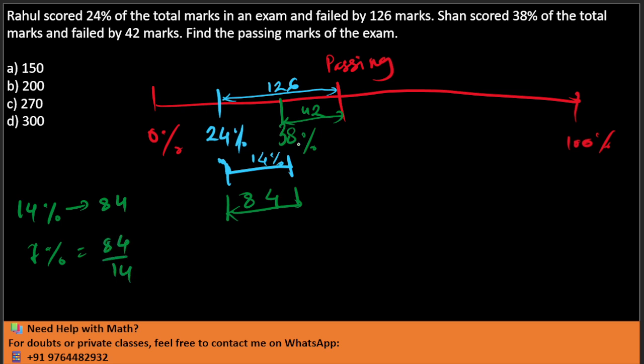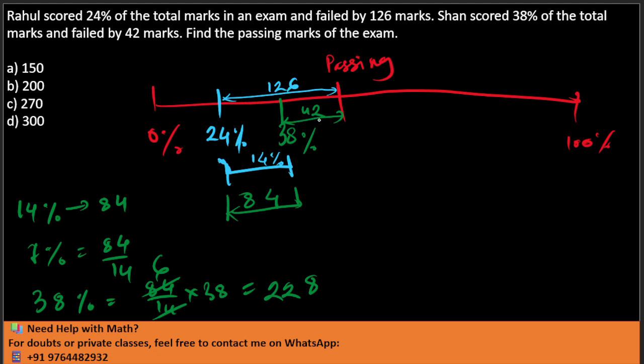And let's find for the 38%. So 38% will be 84 divided by 14 multiplied by 38. So how many times? 6 times, and 6 eights are 48, 6 threes are 18, and 4, okay, so 228 marks. Okay, so 38% is equal to how much? To 228 marks. But we need the passing.